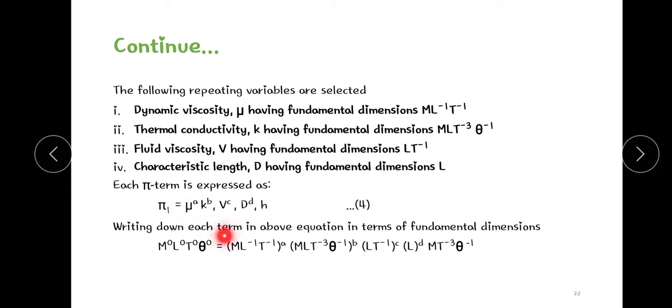The dimensions of mu are M L^-1 T^-1, power a. The dimensions of k are M L T^-3 theta^-1, power b. The dimensions of v are L T^-1, power c. The dimensions of d are L, power d. And last, the dimensions of h are M T^-3 theta^-1.